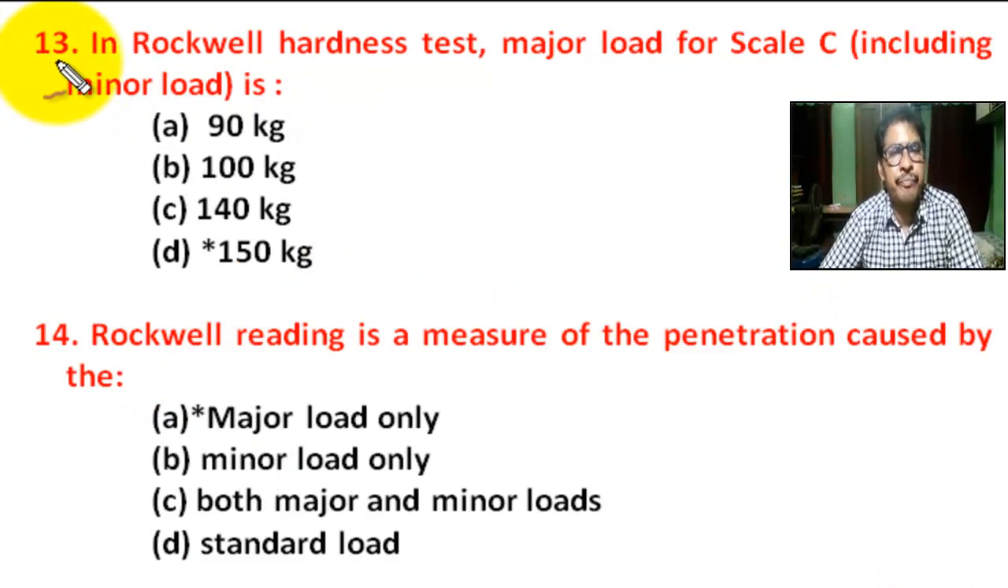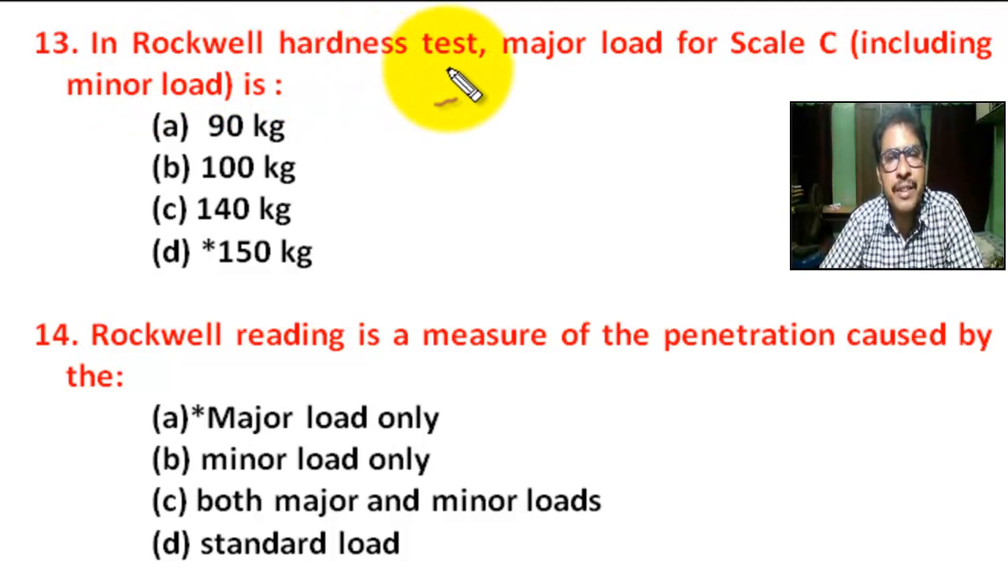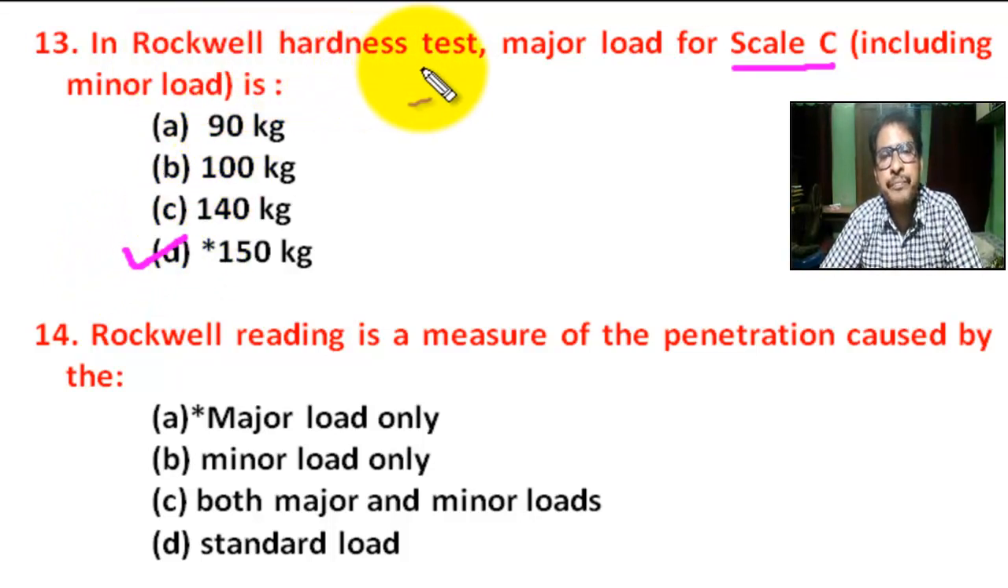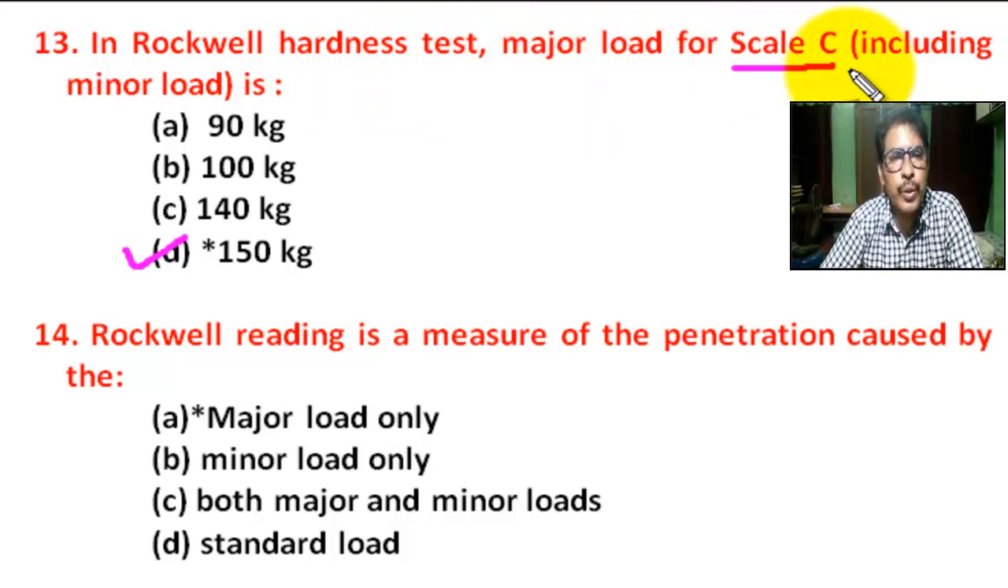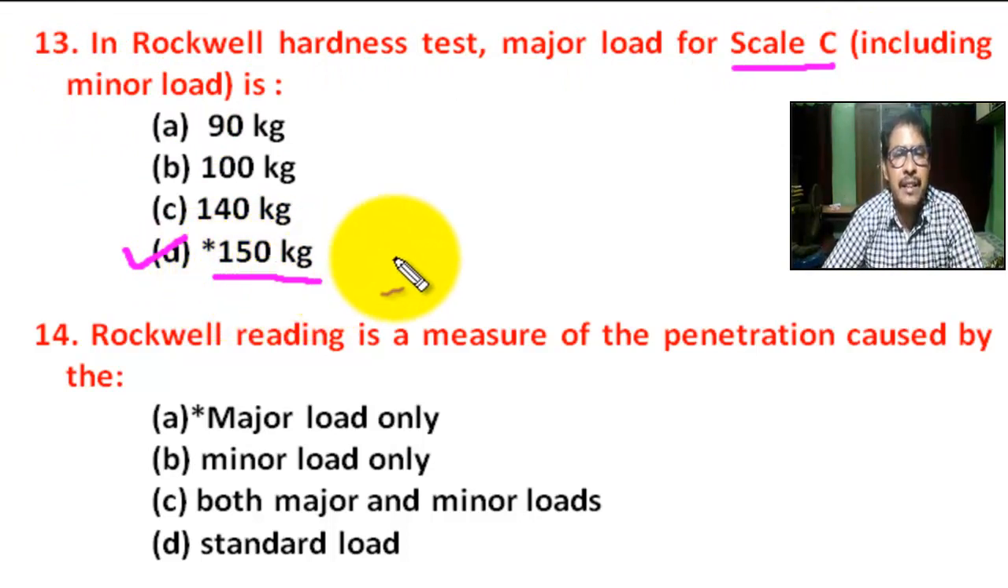Question number 13. In Rockwell hardness testing machine, major load for scale C including minor load is. There are 4 options. Correct answer is D. In Rockwell hardness testing machine, major load for scale C including minor load is 150 kg.